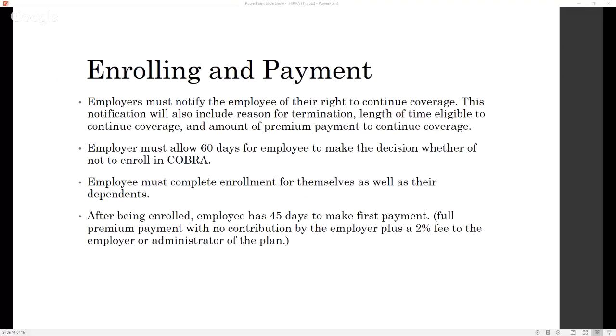And if they do decide to enroll in COBRA, they have to complete the enrollment for themselves and their family or their spouse and dependents. And once they're enrolled, the employee has 45 days to make their first premium payment. The only thing with this is that since they no longer are eligible through the company, the company doesn't pay part of the premium, so you are responsible for the full premium amount plus a 2% administration fee to the employer or the administrator of the plan. Next slide.